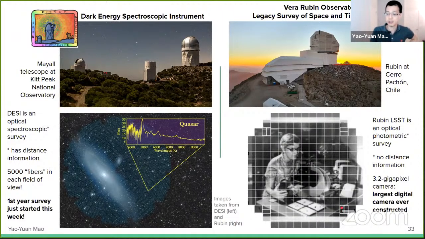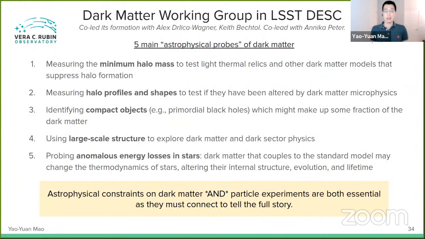You also have the largest digital camera that has ever been constructed. And here you are looking at a picture of Rubin, taken by this 3.2 gigapixel camera that is already being built for the Rubin LSST. The telescope is currently being constructed, and it will go online in about 2 years. And this will be our future flagship astronomical photometric survey in years to come. So I'm really excited with these data sets.